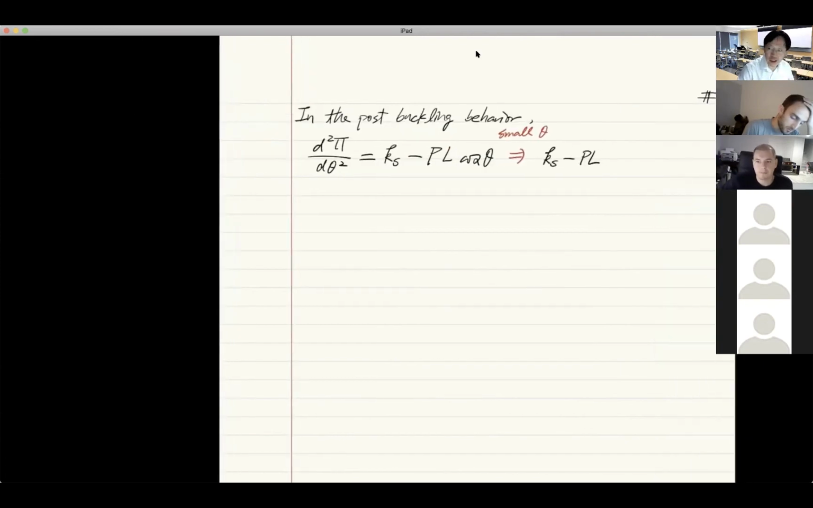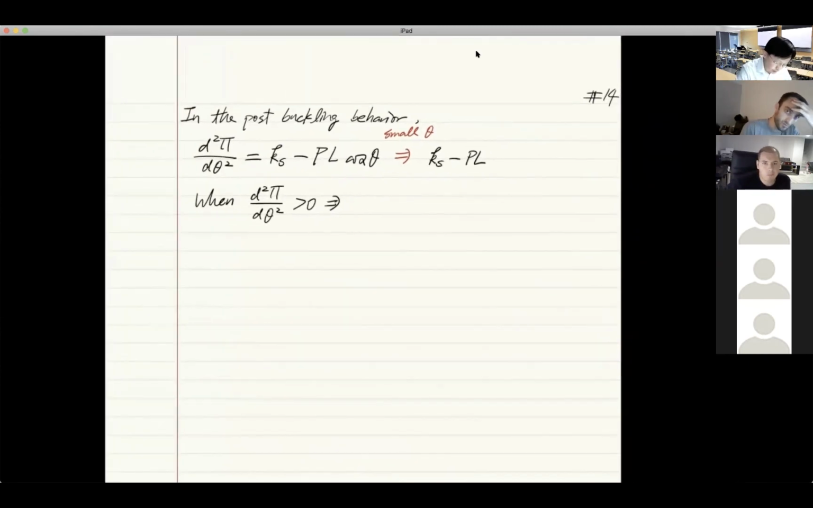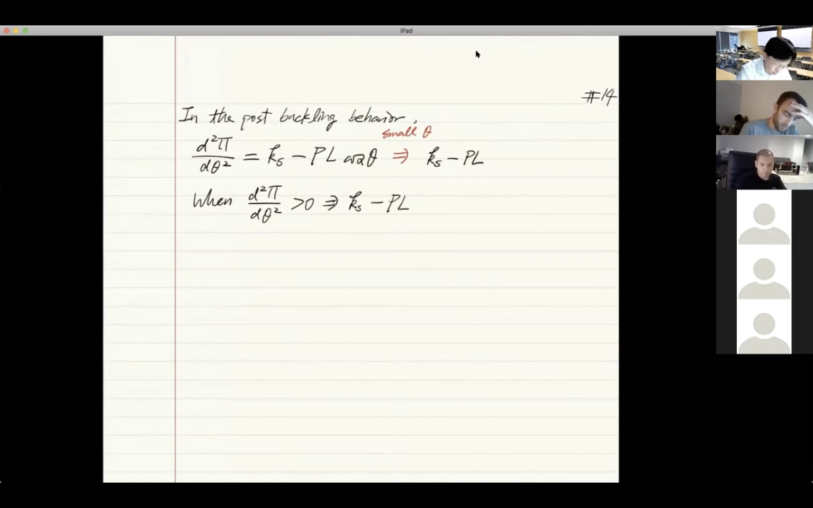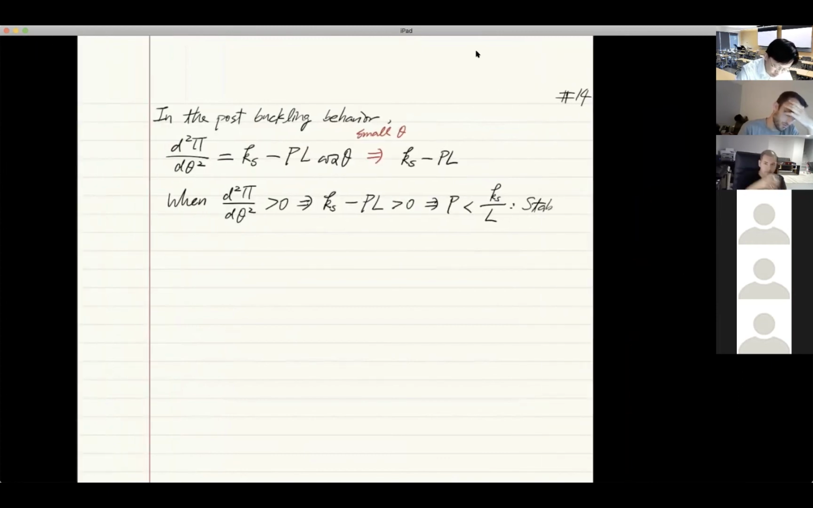Now, let's use the energy approach to determine the post-buckling behavior. When the second order derivative of the total potential energy is greater than 0, that means Ks minus PL must be greater than 0. That means what? That means P must be less than Ks divided by L. If that's true, then we say it's stable. Now, if you look at this expression, of course, it makes sense, correct? Because Ks over L is the buckling load. So what this result says is mathematically, you can use the second order derivative of the total potential energy to formulate the stable post-buckling condition.